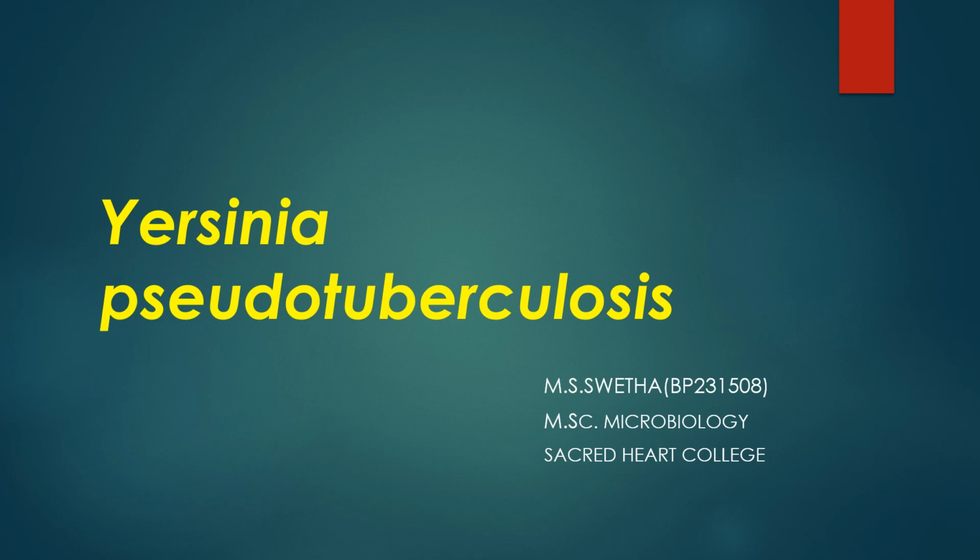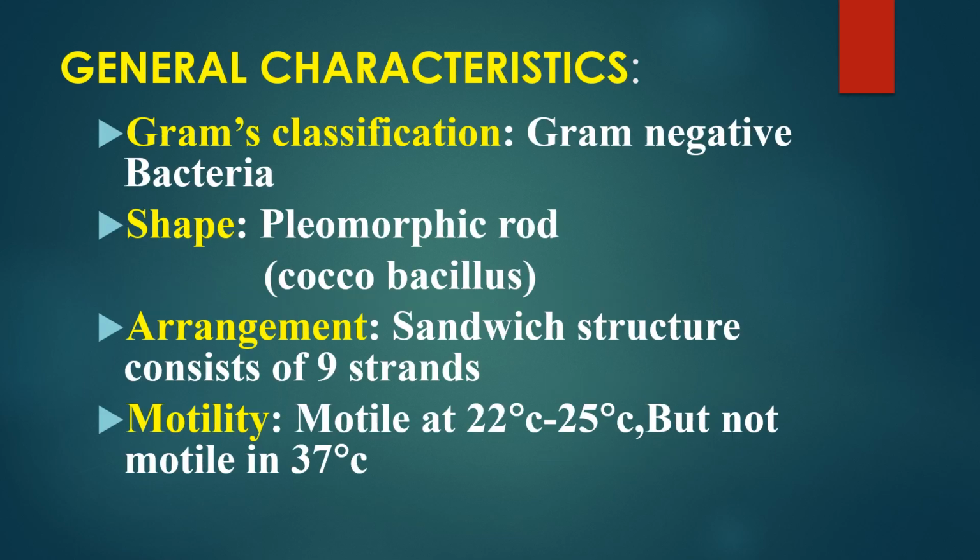Hello everyone. In this video, we are going to learn about Yersinia pseudotuberculosis. General characteristics. Gram's classification: Gram-negative bacteria. Shape: pleomorphic rod, coccobacillus.